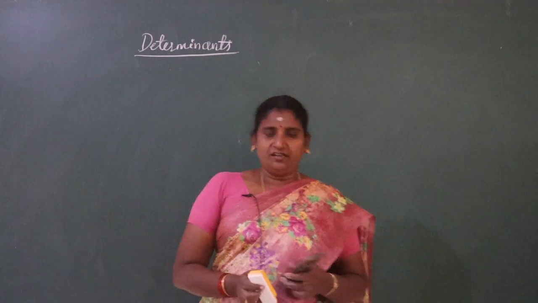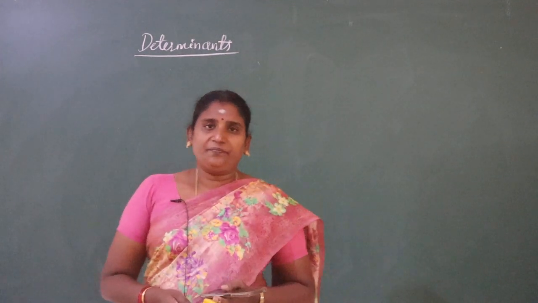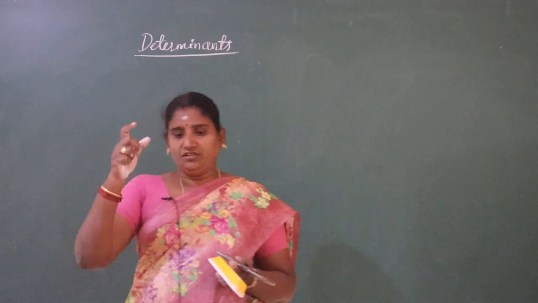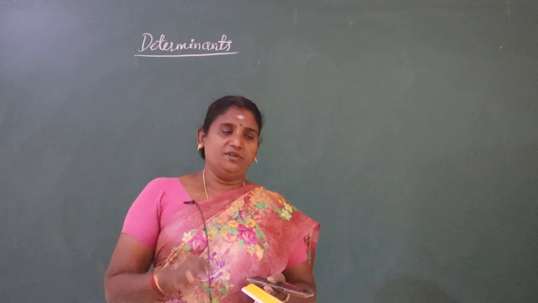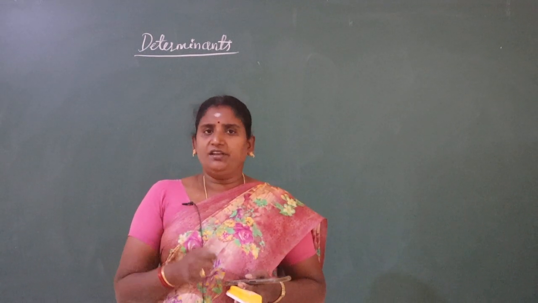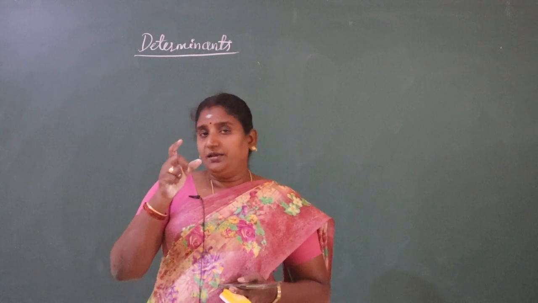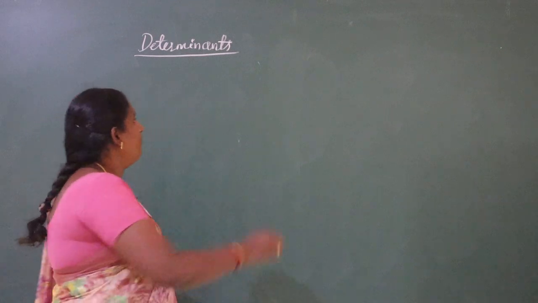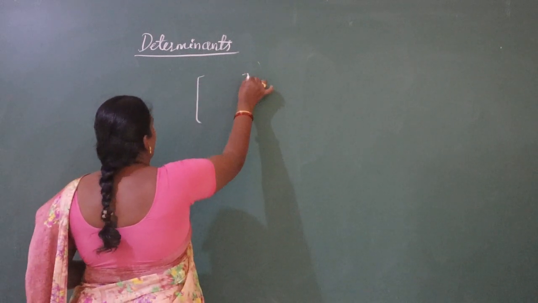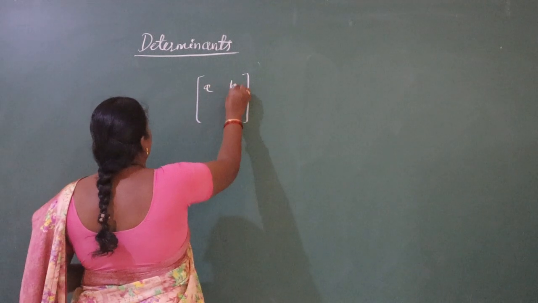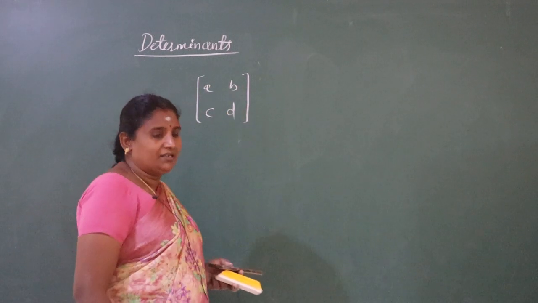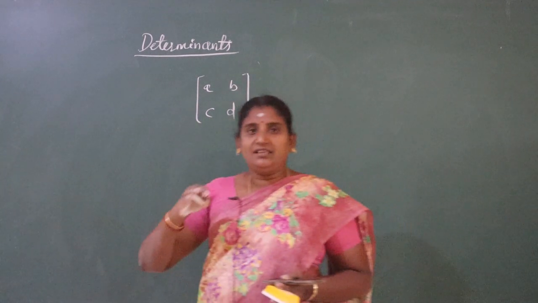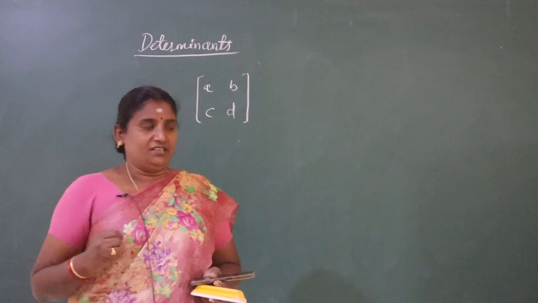So today I am going to start a new chapter, determinants. We already discussed matrices. The continuation topic for matrices is determinants. So what is a determinant? Determinant is a number associated to a square matrix. For any square matrix, we are going to associate a number. That number is called the determinant of that matrix. So how can we assign the number? One by one we will discuss.